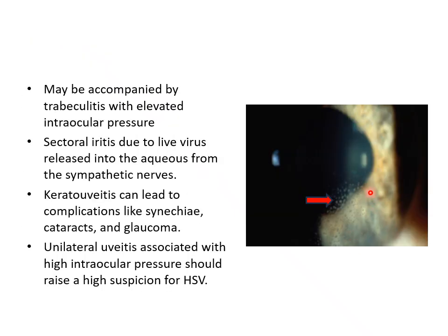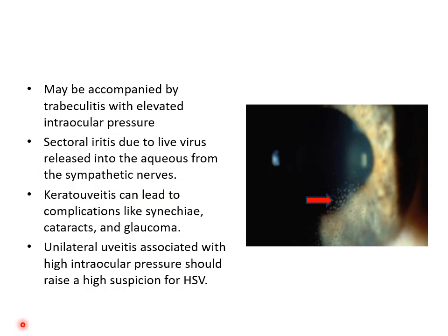So you look at these KPs and see how localized they are. These are the mutton fat KPs of herpetic endothelitis. It may be accompanied by trabeculitis with the resultant glaucoma. Herpetic uveitis is basically causing sectoral iritis because of live virus released into the aqueous from sympathetic nerves. This is what is hypothesized.